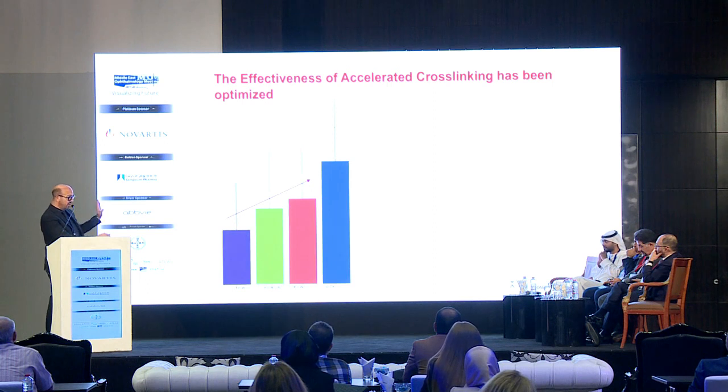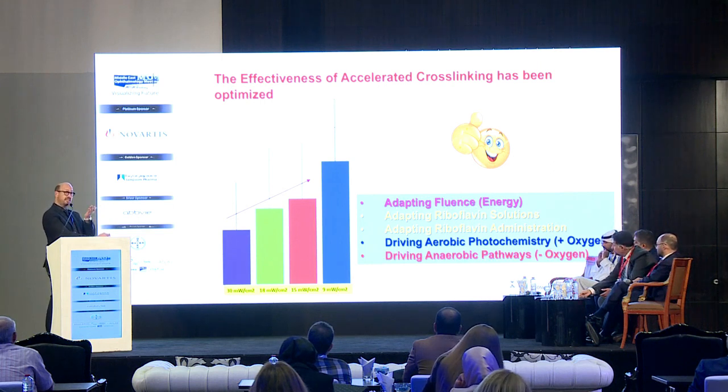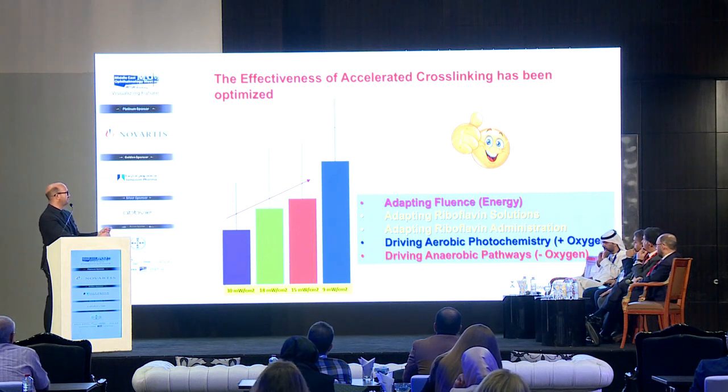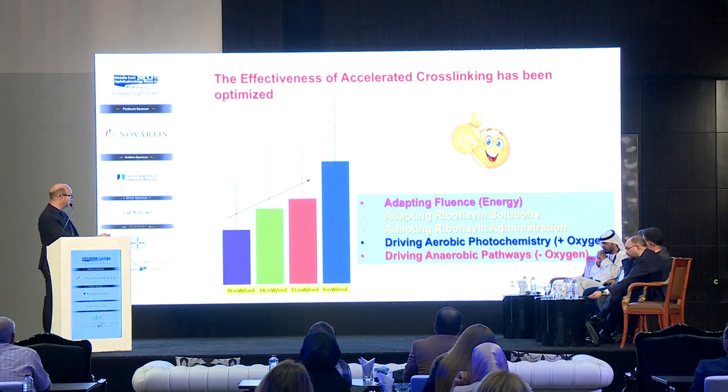The effectiveness of this kind of treatment can be enhanced and has been optimized, adapting fluence, first of all. Then adapting the riboflavin solution, increasing the concentration, and with enhancers in the solution, and with iontophoresis, of course, adapting the administration of riboflavin, driving the photochemistry in aerobic, oxygen, and anaerobic pathways.